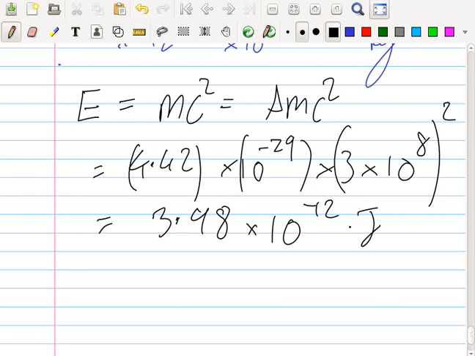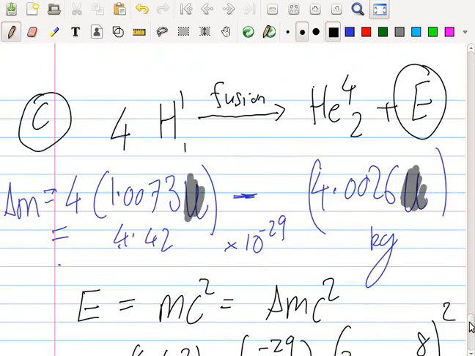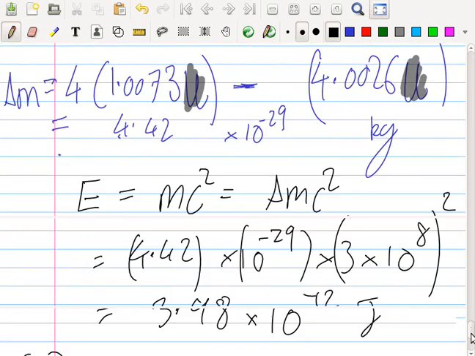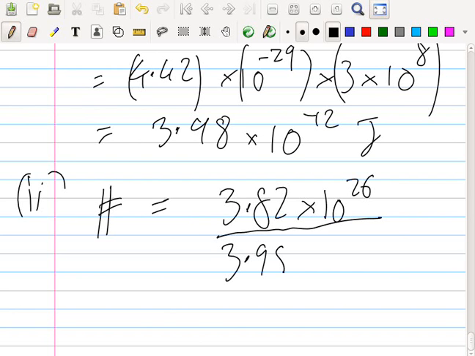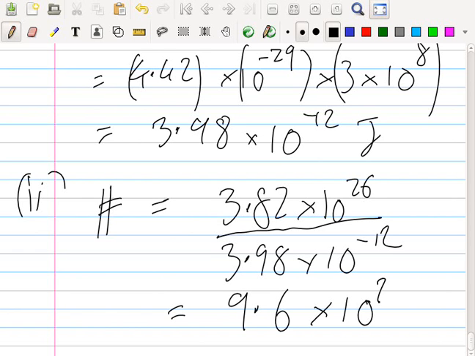The next question is, determine how many of these must take place per second. Well, we have from an earlier question what the total energy is. So just take this and divide it by this to get how many you have in total. So the number of these processes is 3.82 times 10 to the 26 divided by 3.98 times 10 to the minus 12. What's that, Brandon? 9.59. In the marking scheme, I have roughly 9.6 times 10 to the 27.